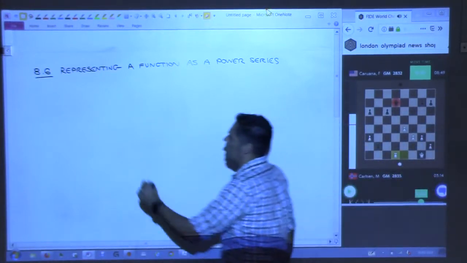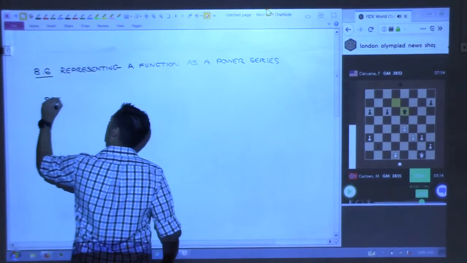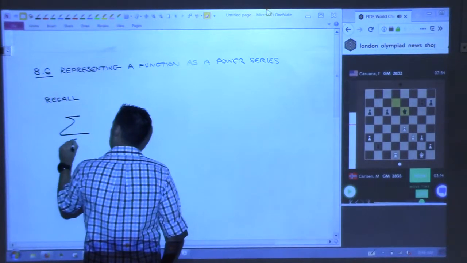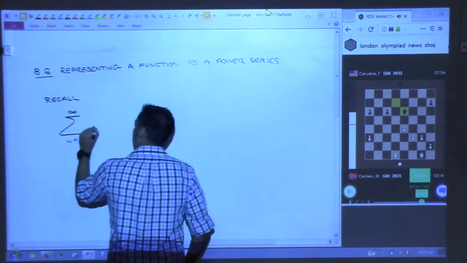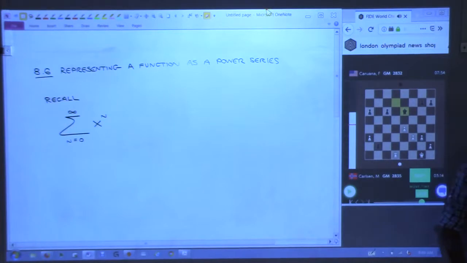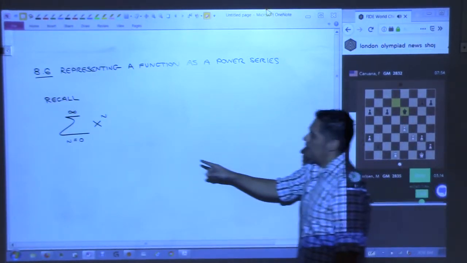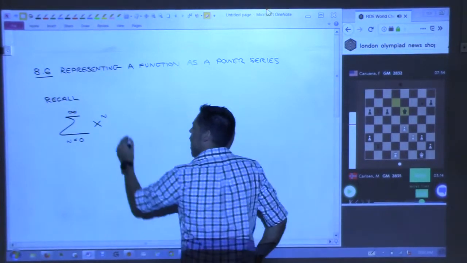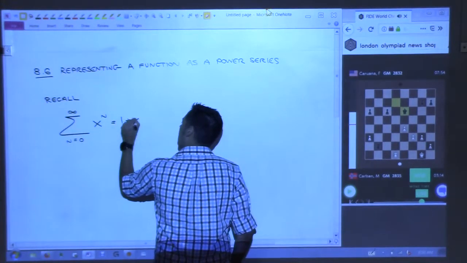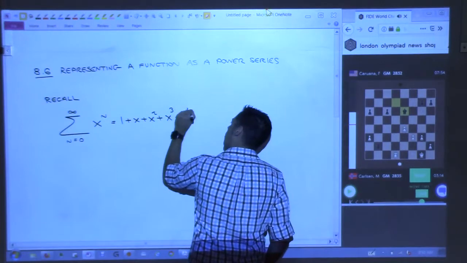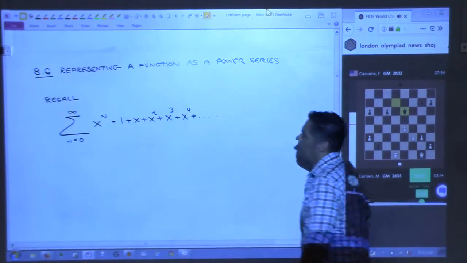So recall this particular power series: the sum from n equals 0 to infinity of x to the n. That was the first example that I gave you of a power series, where I said that the coefficient in front was 1. You have to look back in your notes. But this is 1 plus x plus x squared plus x cubed plus x to the 4th plus dot, dot, dot.